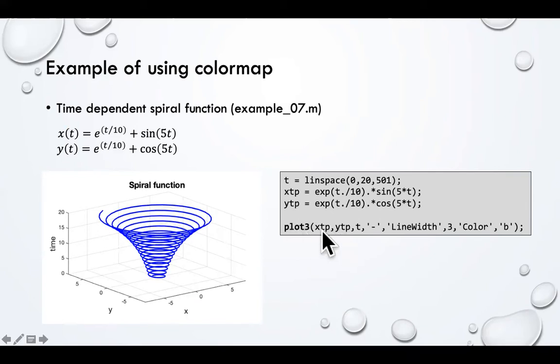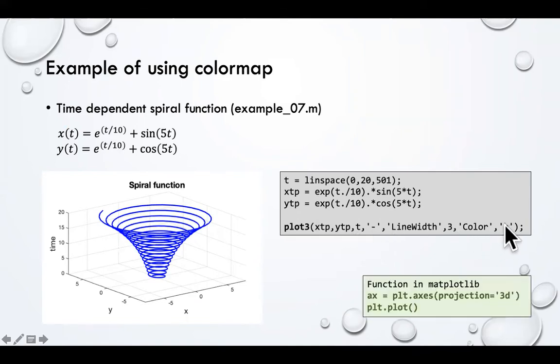I just type in each time step where the x is, where the y is, and I just use a solid line color blue to plot it. The same function you can use in the Matplotlib library, but in Matplotlib there is no plot3 command, so you only use plot. However, you can change the axis. I want the projection to become 3D, and it will look like this.